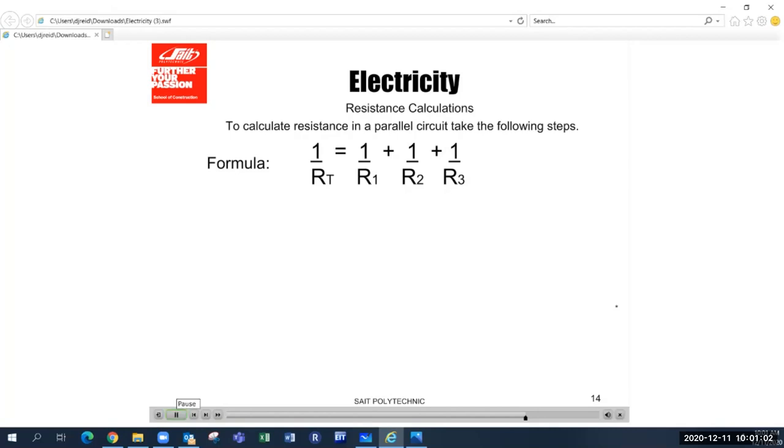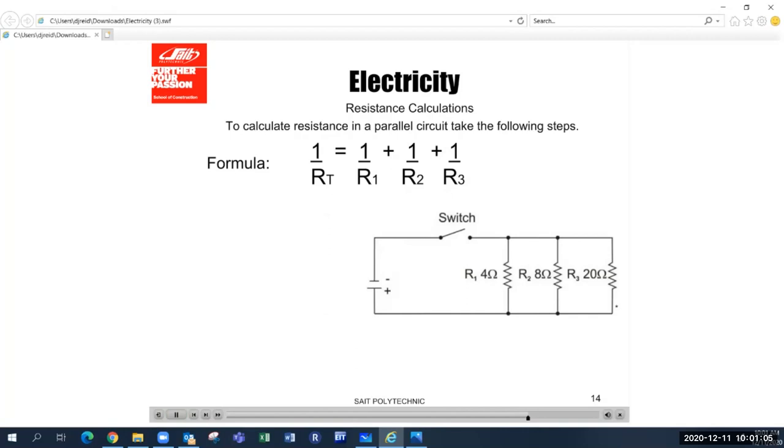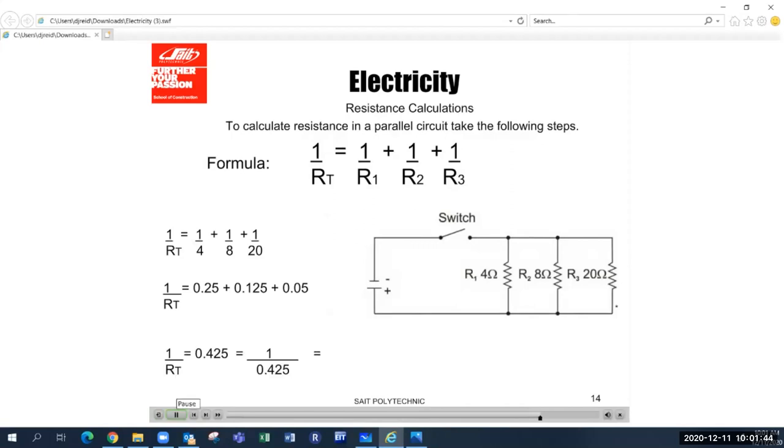This parallel circuit shows R1 is 4, R2 is 8, and R3 is 20. We insert those within our formula. We put them as a fraction, but to get the number that we need, we convert them to decimal places. So 1/4 is equal to 0.25, 1/8 is equal to 0.125, and 1/20 is equal to 0.05. Then we come up with 1 over resistance total is equal to 0.425.